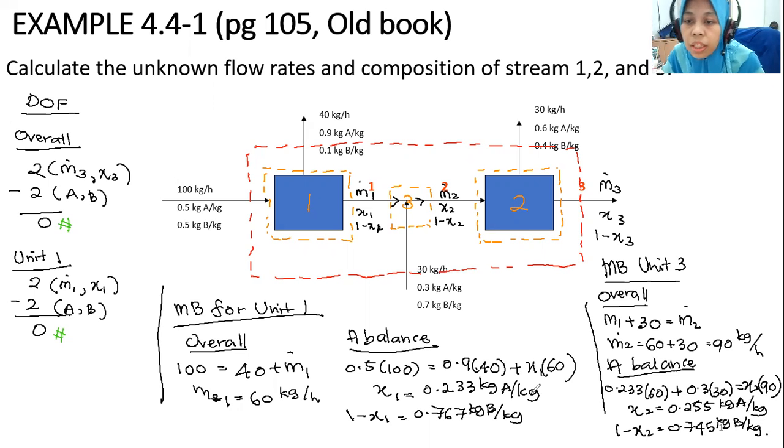Then that will be the answer for all unknowns: M1 you already have, and the M2 and M3 parts. Okay, that's all for the multiple units. Thank you very much.